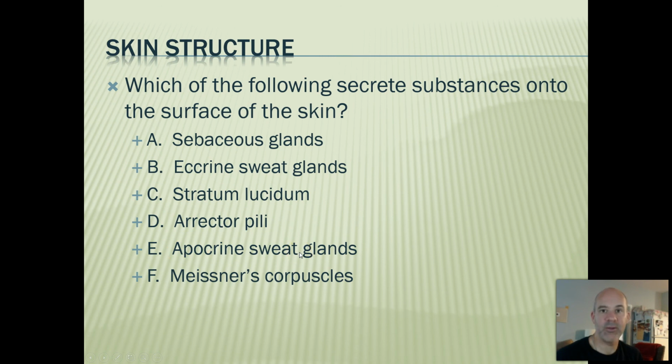Apocrine sweat glands, those are your sweat glands in like armpits, groin area that produce the thicker sweat that's more hormone driven, anxiety driven. So that is a secretion, so they are secreting things. Meissner's corpuscles, remember those? Those are the little delicate touch sensors that are up at the very top of the dermis. And so, no, they're not secreting anything. They're there for sensory reasons, sensing touch.